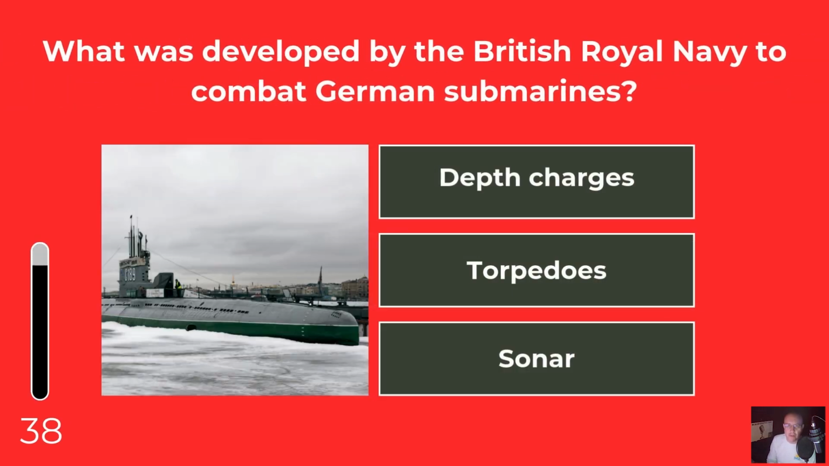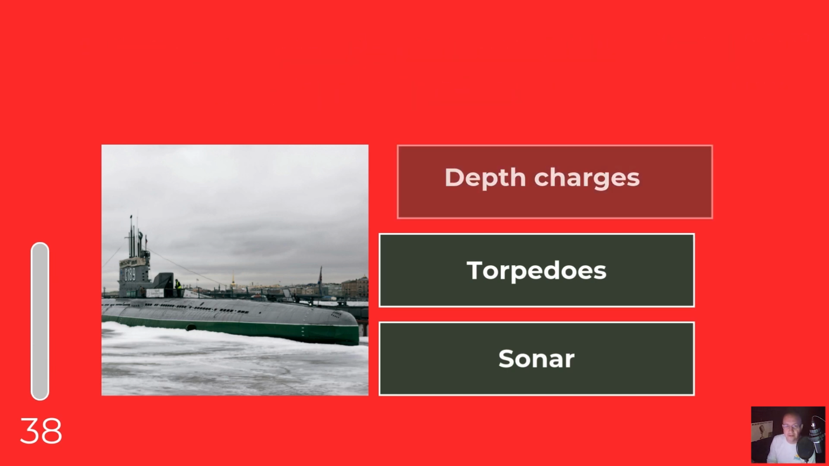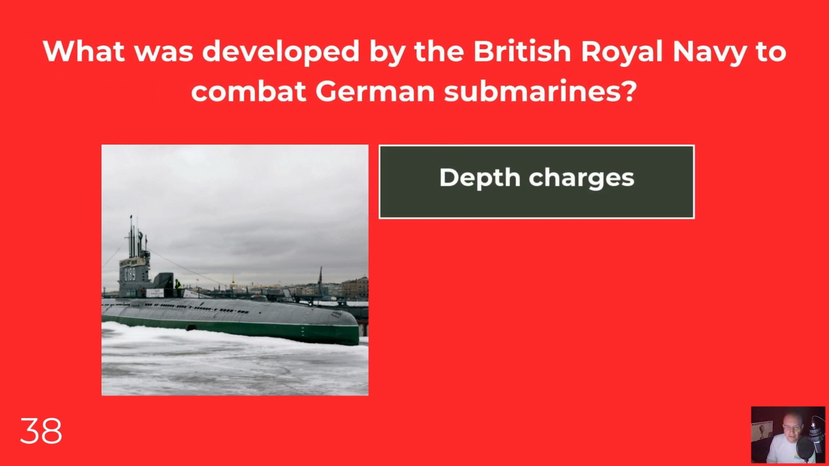What was developed by the British Royal Navy to combat German submarines? Was it depth charges, torpedoes, or sonar? They developed depth charges.